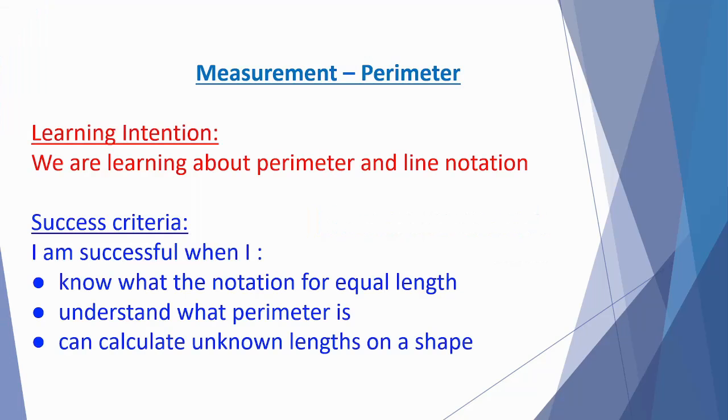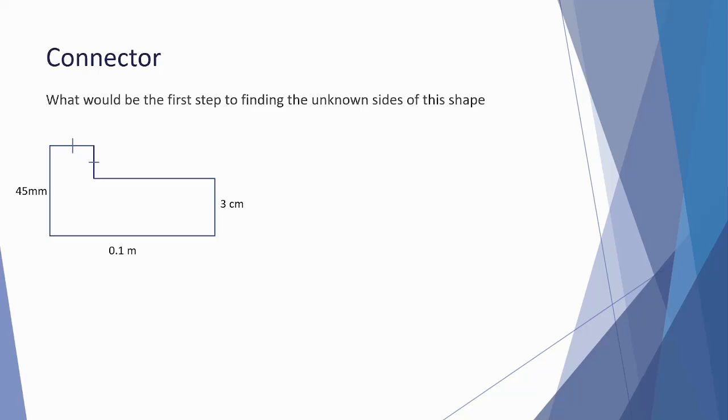Our learning intention is we are learning about perimeter and line notation, and our success criteria is I am successful when I know the notation for equal length, I understand what perimeter is, and I can calculate unknown lengths on a shape. So I have a shape here, and what would be our first step in finding the unknown sides?